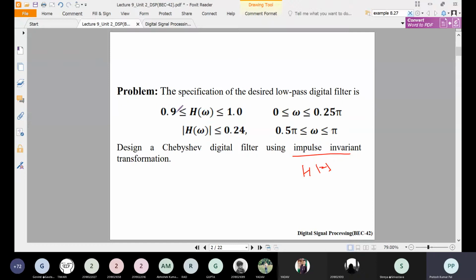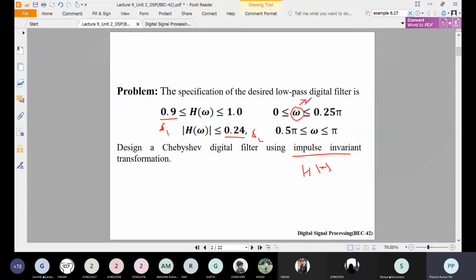With respect to that specification, we can see this will be your pass band attenuation, and this will be your stop band attenuation. This will be called delta 1, or delta p. Okay, so this will be your delta 2, or delta s. And in terms of frequency, this is given in terms of omega. So this omega is digital frequency.